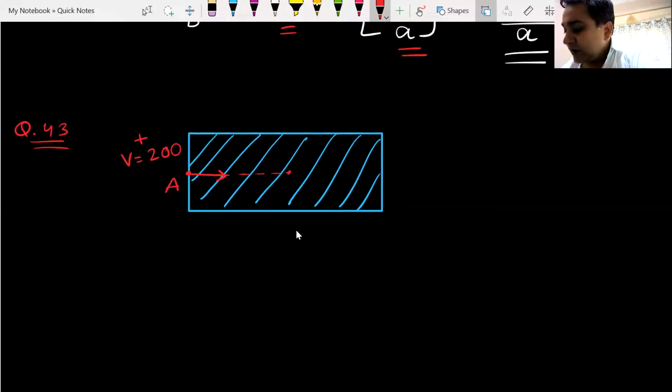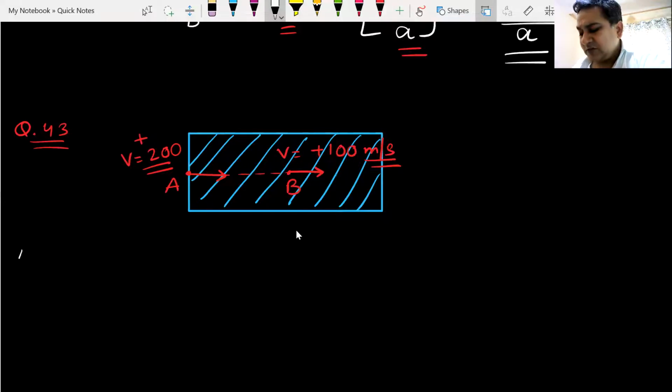Then it reaches point B. It is still moving forward. The velocity is plus 100 meters per second. You have to tell me what is the acceleration of the, they have called it retardation, but as I said, retardation is not a correct word. What is the acceleration or retardation of this bullet? I'm waiting for your answers. Let's see who gives me the answer.